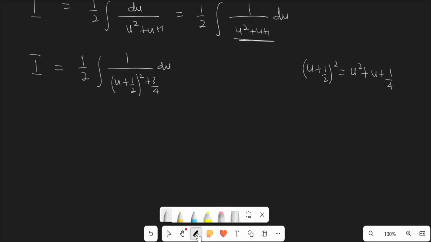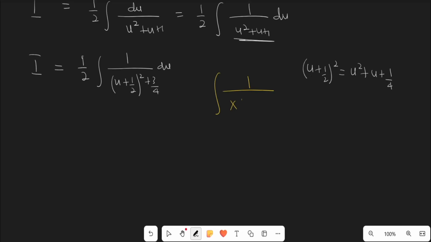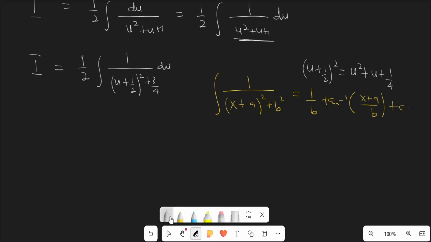And now we can compare this one to the arctan integral. The arctan integral of 1 all over x plus a all squared plus b squared can be solved by 1 over b, the tan inverse of x plus a all over b, right, plus the constant of integration. So that is the arctan integral.